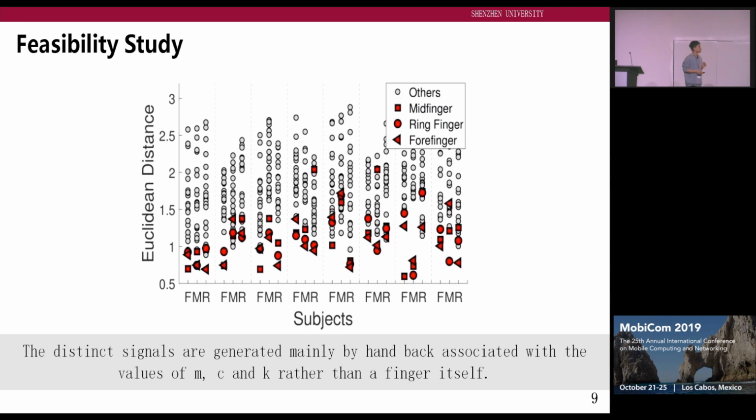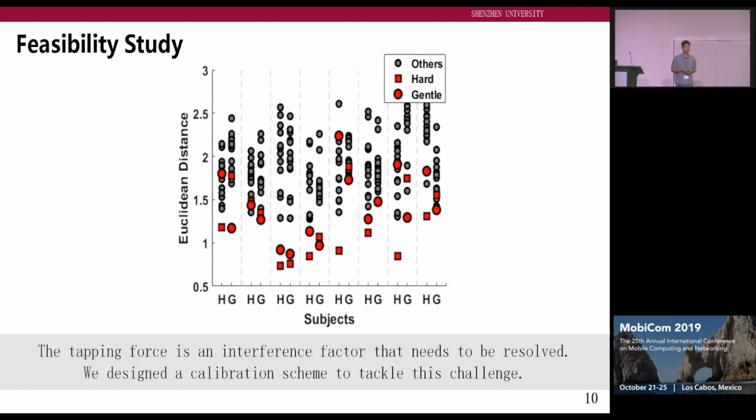Then I asked the participants to tap on their hand with three different fingers. The conclusion is that the distinct signals are generated mainly by the hand, associated with the values of MCK, rather than by the finger itself. I also wanted to know what happens if I tap on the hand with different force. Unluckily, the tapping force is an interference factor that needs to be solved. We designed a calibration scheme to address this challenge later.